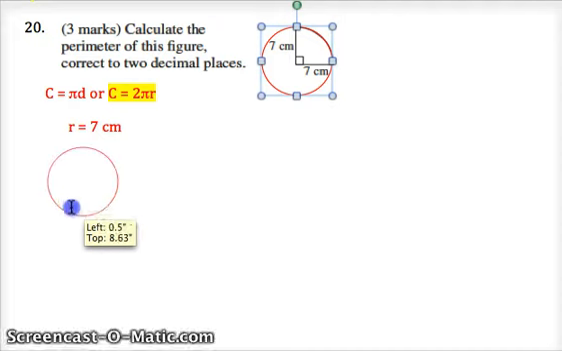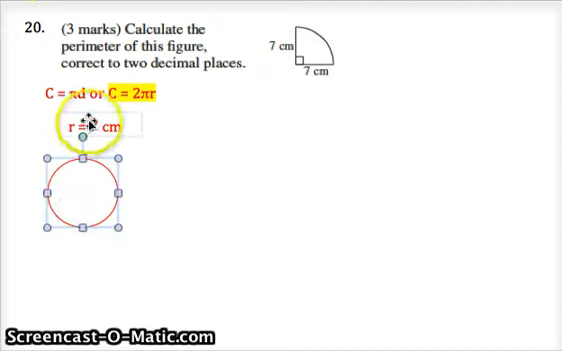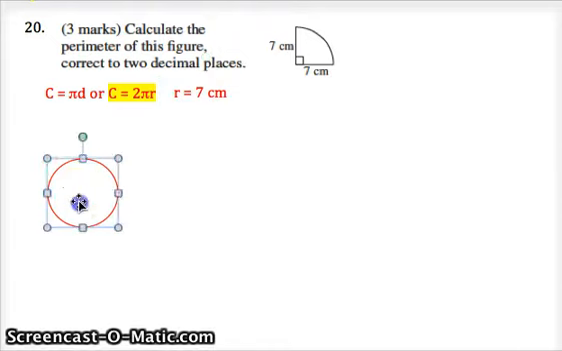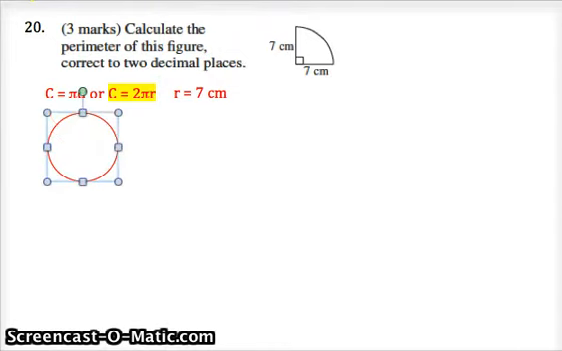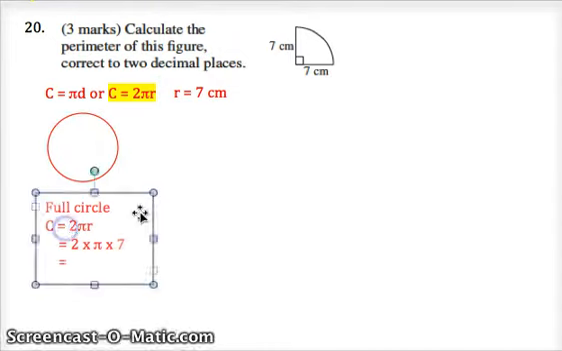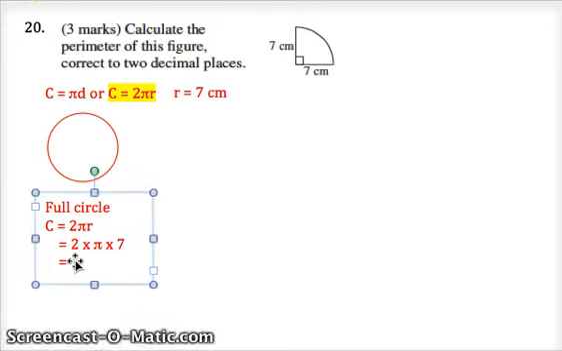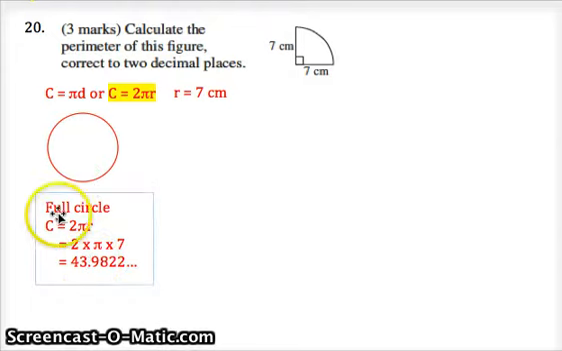So what I'm going to do, I'm going to put my full circle back down here, and we're going to start. So I'm going to work out what the circumference of my full circle is first. So we go full circle, circumference equals 2 times pi times r, which is 2 times pi times 7. I'll get an answer. 2 times pi times 7 is 43.9822. That will do. Now that's the circumference of my full circle.